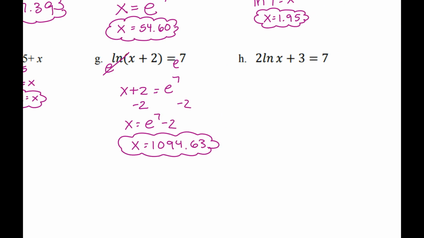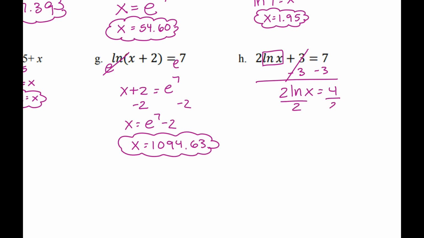And lastly, how do I get the x all by itself now? Should I divide first? No. Do I have parentheses like this? No. Meaning, we're trying to get the ln of x by itself first. So yes, we need to subtract 3 from both sides. And we're left with 2 ln of x equals 4. Now what do I do?